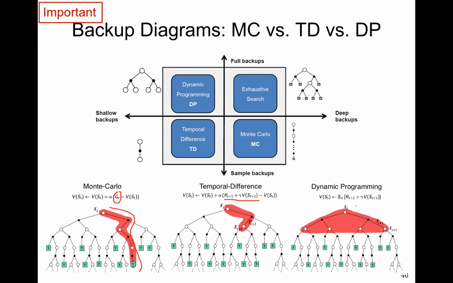In dynamic programming, you are computing the value functions from a known MDP, so you're updating the value functions for every state in every step until convergence. The exhaustive search is not drawn here because it's not feasible for any realistic problem. But if you did draw it, it would be a huge red block covering the whole tree.